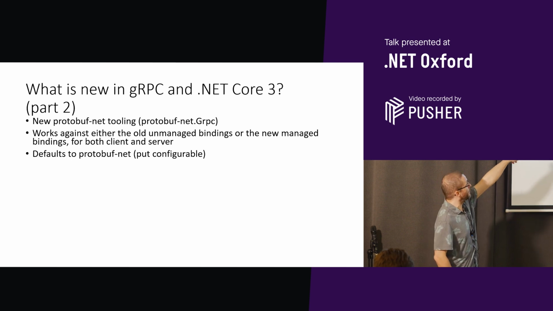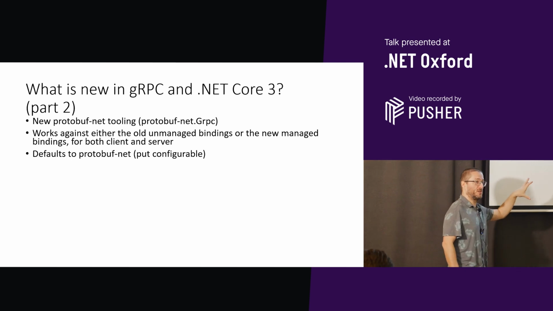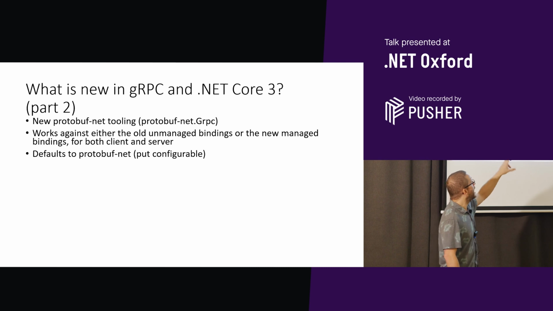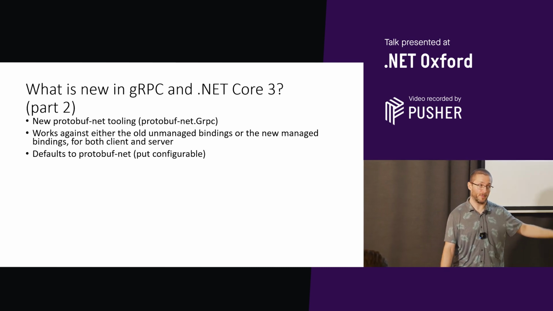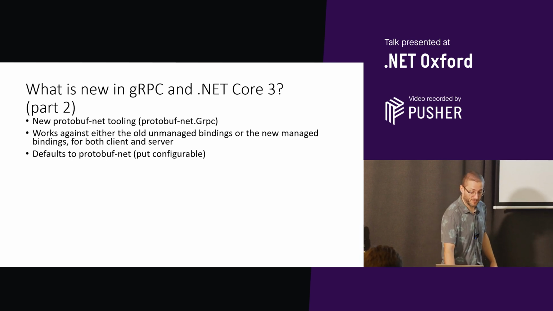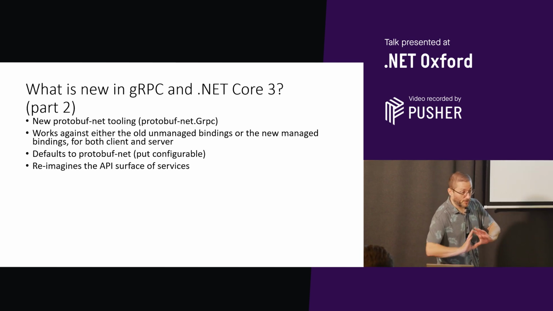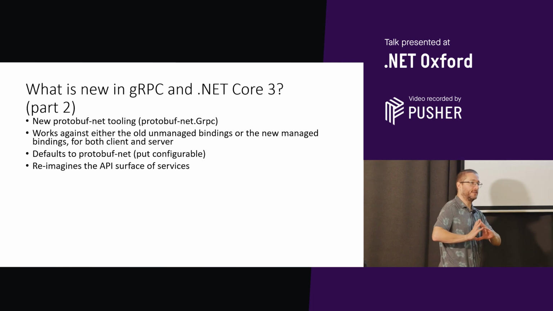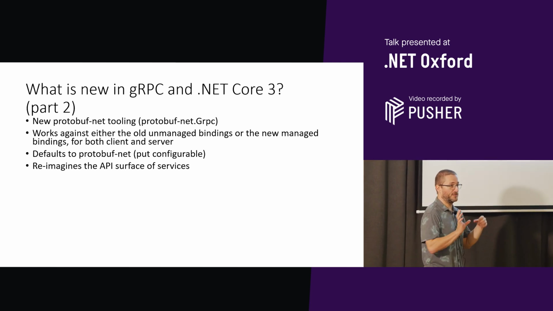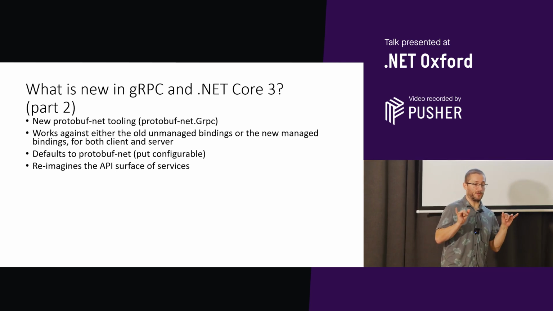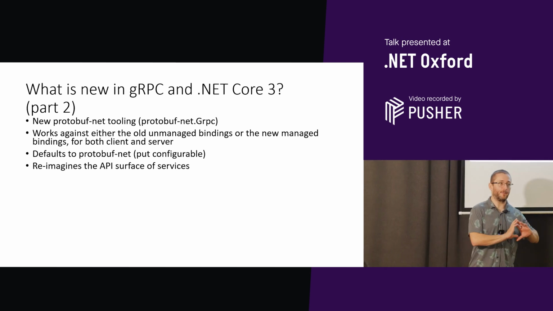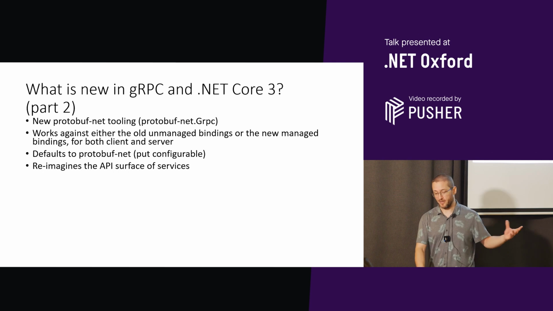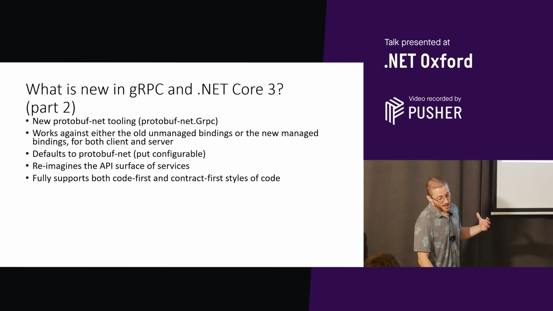Because this is built on top of the Protobuf-net code, it defaults to assuming you're going to want to use Protobuf-net. But if you want to use something else, you can configure it. And I'll show you what Protobuf-net is in a second, in case you haven't seen it before. But the key point of it is that it takes all that API surface that we've just looked at, the Google shape, and it refactors it. It puts it into a cleaner API.